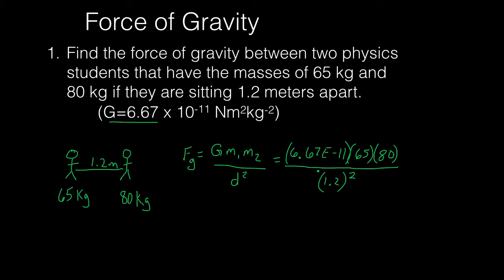Okay. And now everything's finished except for the math. Let me put that in my calculator. So 6.67 e to the minus 11 times 65 times 80. And then we're going to divide that number by 1.2 squared. And so the force of gravity that exists between these two physics students, I'm finding it to be 2.41 times 10 to the minus 7th.